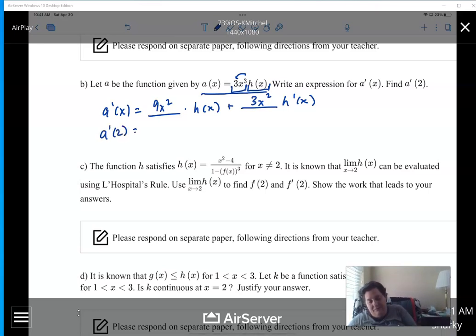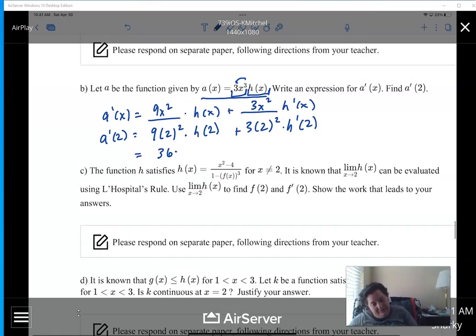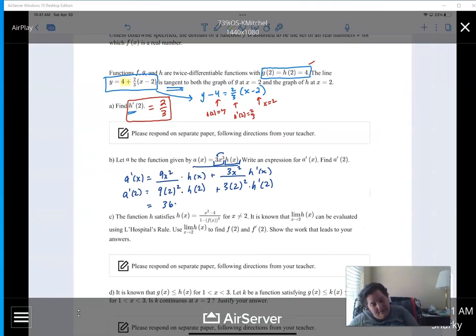Find a prime of 2. Well, this is going to be 9 times 2 squared, and then h of 2. I'll come back to that in a minute. 3 times 2 squared, and then h prime of 2. So check this out. 2 squared is 4 times 9, that's 36. What's h of 2? It would have told me somewhere else in the problem. And here it is right here. H of 2 is 4. 3 times 2 squared, that's 12. And then it's h prime of 2. It would have been somewhere. There it is. The answer for part A is 2/3.